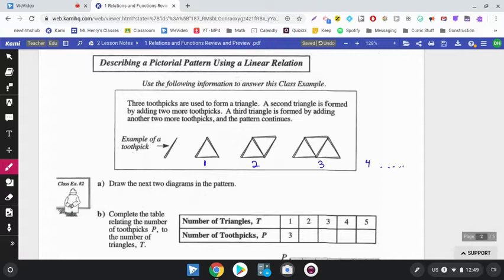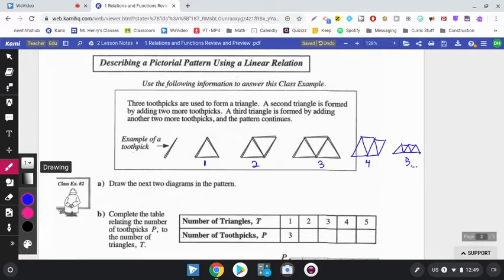So I had 3 triangles. The next one, you would have 4 triangles. And then the next one, I'm running out of space, so I'll make it really small. I would have 5 triangles. So I actually did 5. And then it goes on and on.